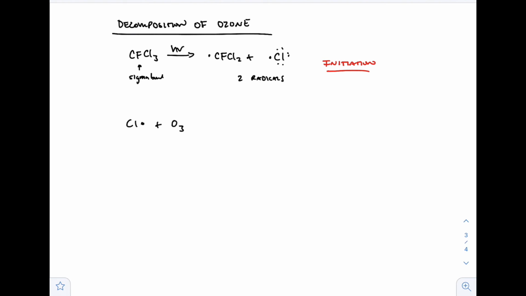How does the ozone get depleted? Well, a chlorine radical can react with the ozone to form this ClO radical, and then we also form oxygen. I mean, oxygen's cool, but it doesn't protect us from UV light. And this ClO radical can react with another oxygen atom to create Cl dot, another chlorine radical, as well as oxygen.